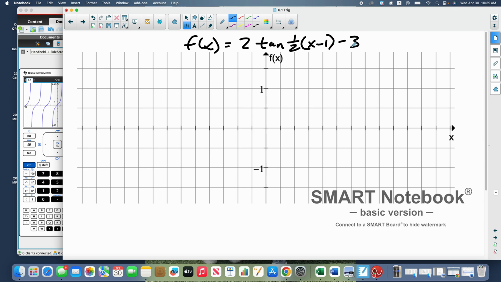What's the other paper? Oh, we're going to do that here in a minute. All right, so we're going to graph this one together. f(x) = 2 tan(1/2 (x - 1)) - 3.